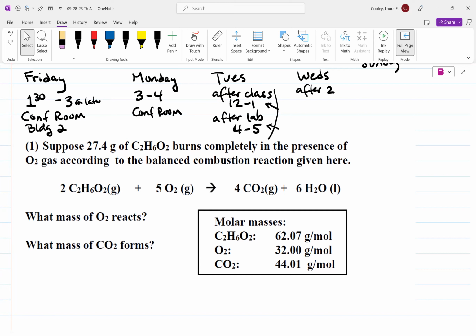So this is a grams to moles to moles to grams problem. This is a typical problem in chemistry. I think that at the end of my high school course, when the whole year was over, that's what I learned how to do. That's it. Yeah. It was a rough year.